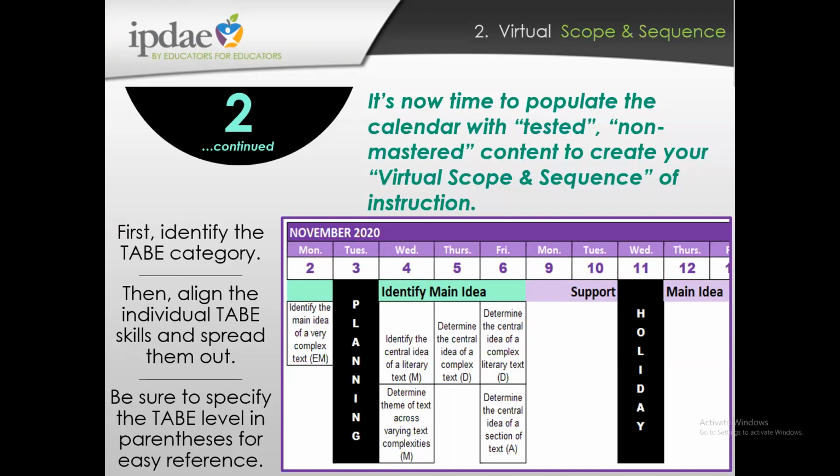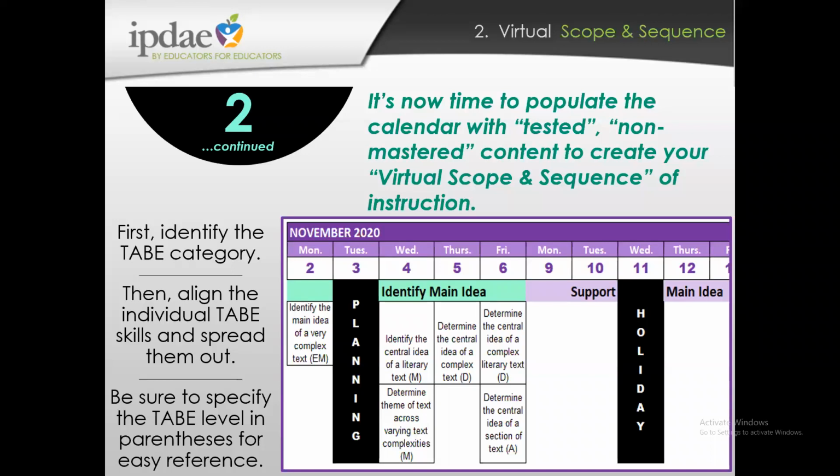Finally, be sure to place the TAPE level in parentheses after each TAPE skill for easy reference. This is critical information if you're going to group your students accordingly, okay? Then go back and double check just to make sure that your scheduled instruction includes all non-mastered tested content represented exclusively by the students in your class. And remember also that you can refer to the companion resource handbook for a much more detailed explanation of this particular process.